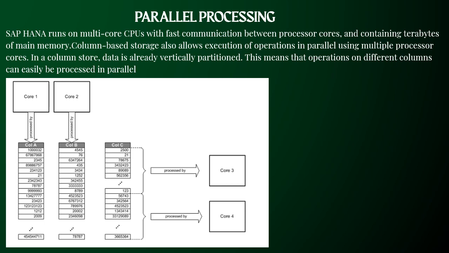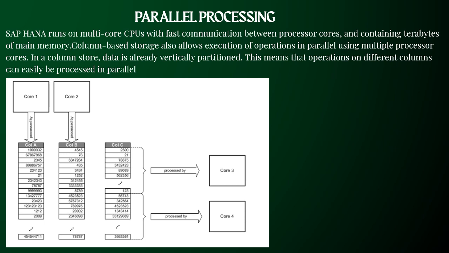This is an advantage of SAP HANA, where it lets you run multi-core CPUs at the same time. In a column store, data is already vertically partitioned, which I had explained in the last slide. That means the operations on different columns can easily be processed in parallel. So this is another advantage of SAP S4 HANA.